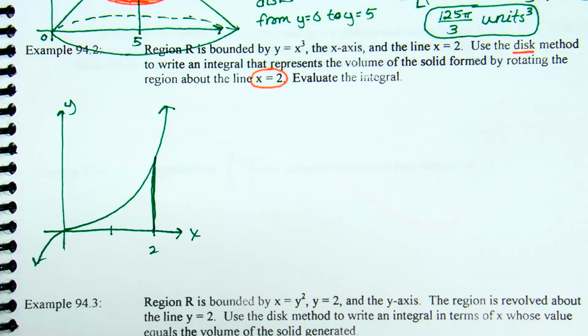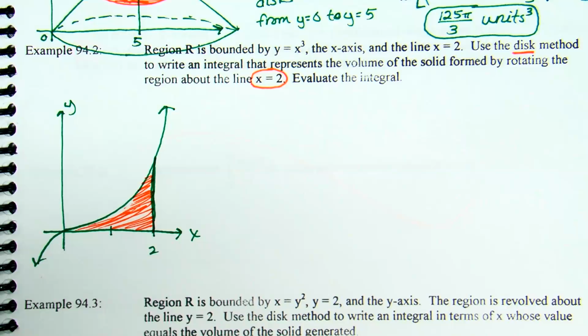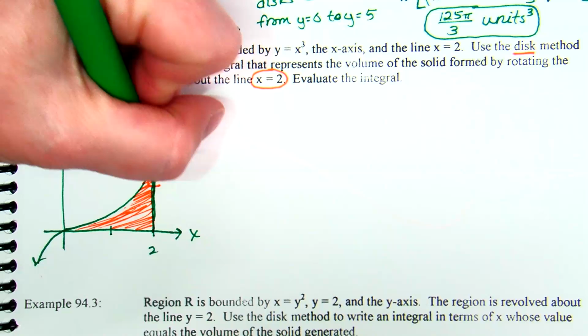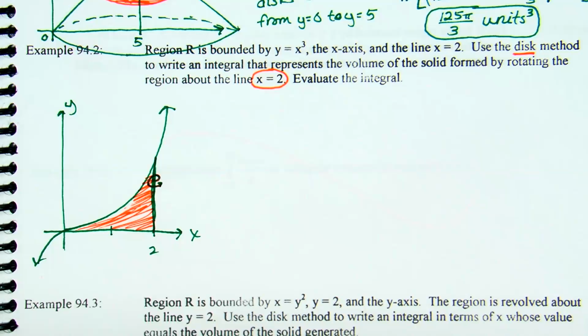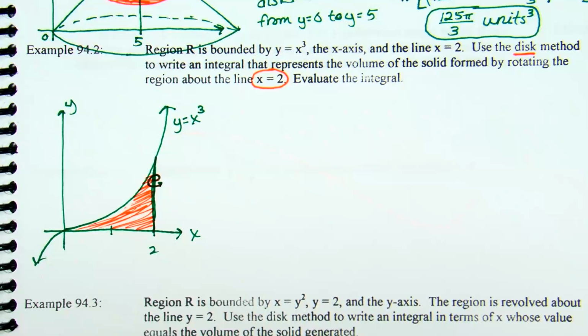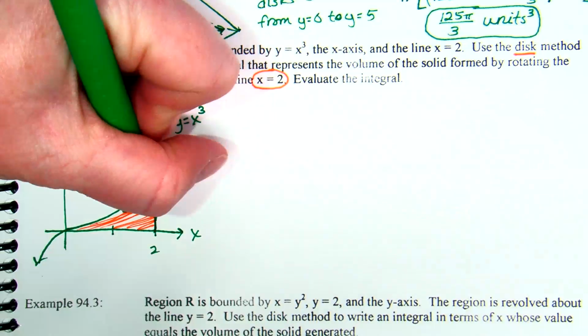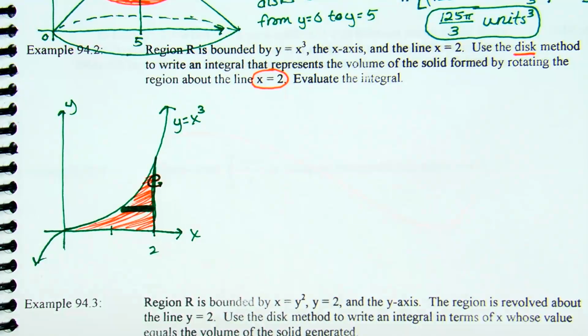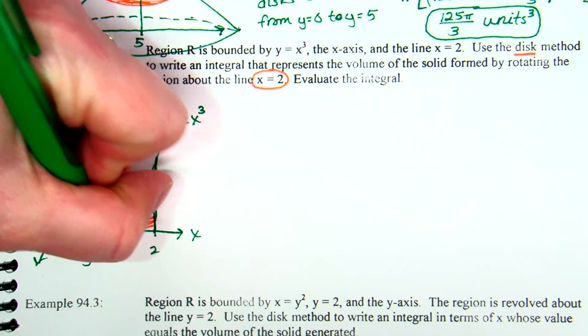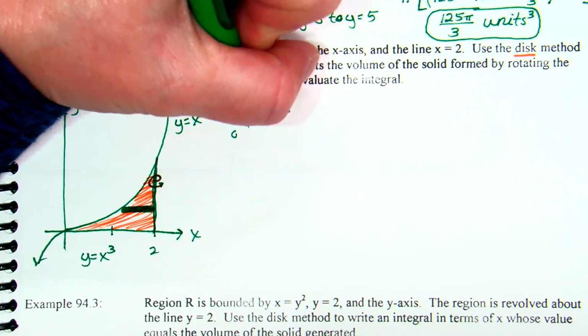So our space that we are working with, kind of a triangle thing, but not exactly. And we are rotating it where? About the line x equals 2. And keep in mind that means our disk that we'd be rotating, since we're going around that vertical line, is a horizontal disk, yes? Are we working in terms of x or y? We have to work in terms of y again, correct? So because we're going around a vertical axis again, this is in terms of y.